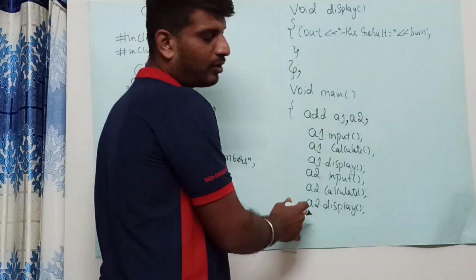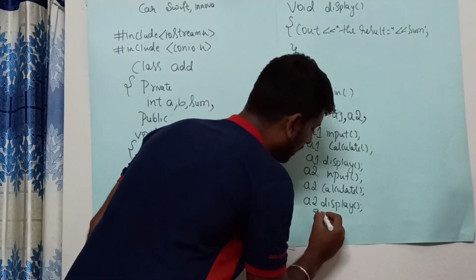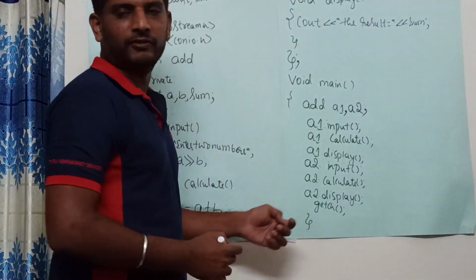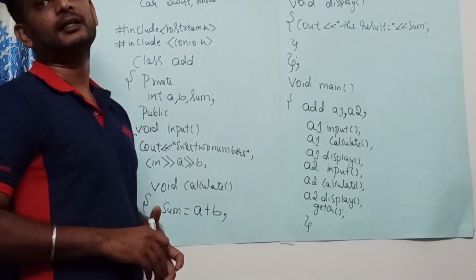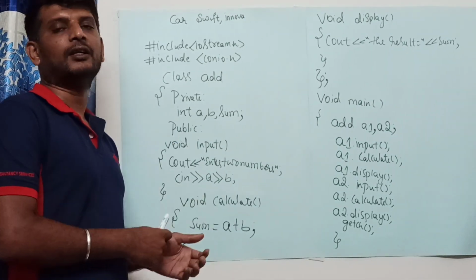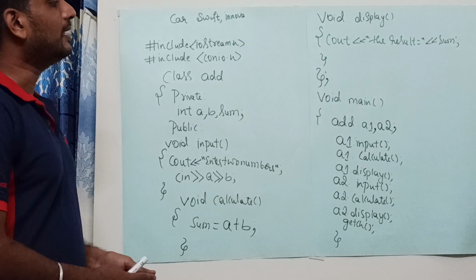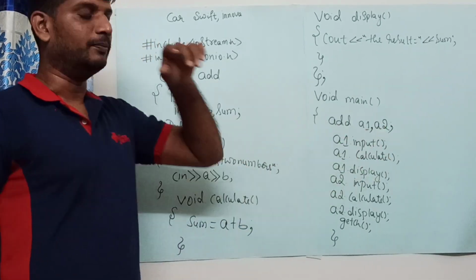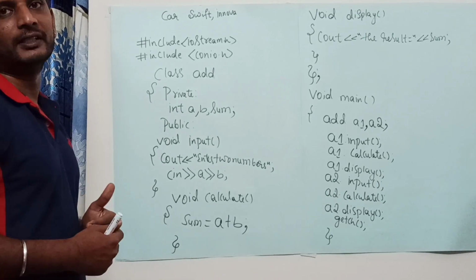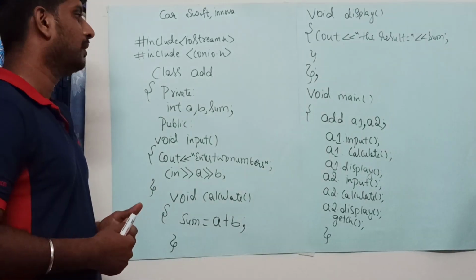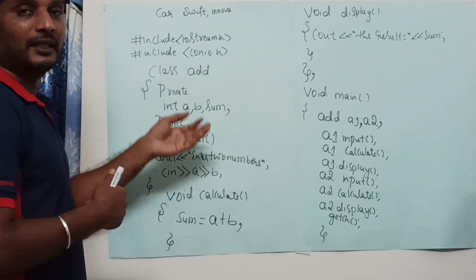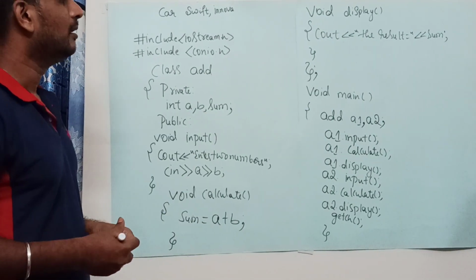Okay. Now I have called the functions. The last statement will be getch, and then I am closing this main function. So this is how exactly you can write a program by making use of classes and objects, and this class consists of multiple objects. Now let us see how this program gets executed, and what will be the output for this program.